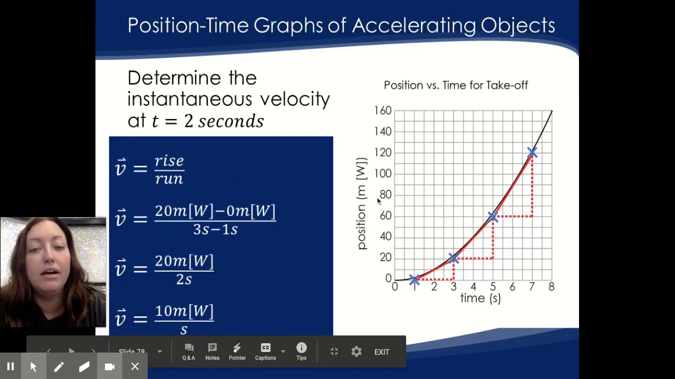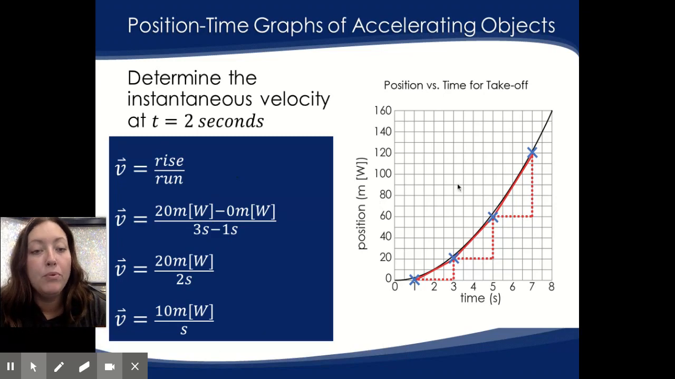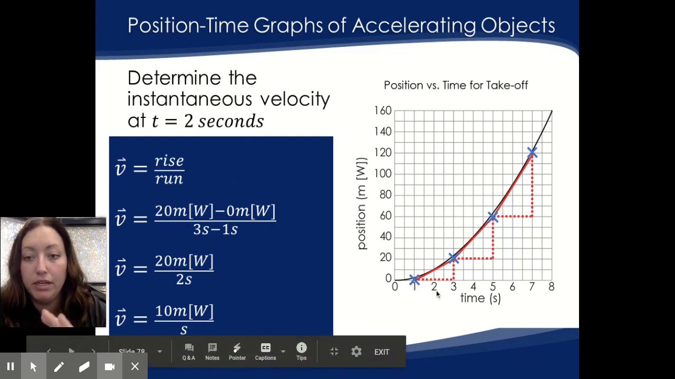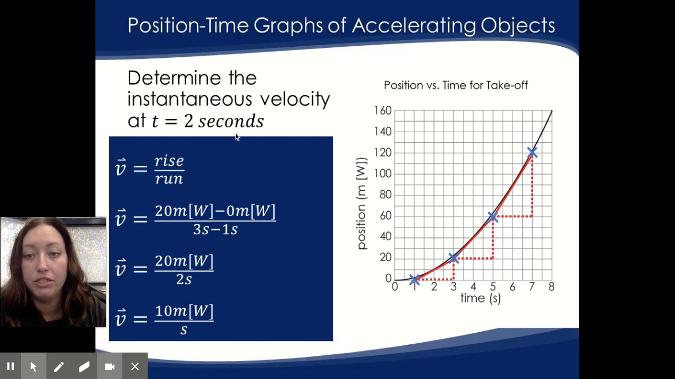So let's start over here. So we were talking about tangent lines. Okay, and that's what these red lines are. And you can see these little blue X's. Okay, so let's just look at this first one. That's the example over here. We drew our tangent line. So the tangent line, we're looking at 2 seconds is what this question is asking. So determine the instantaneous velocity at time equals 2 seconds.